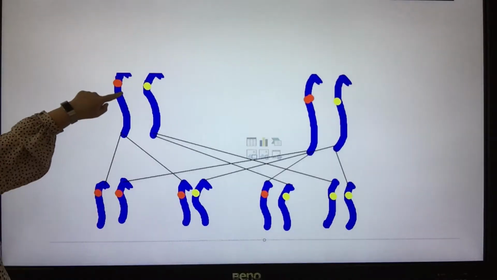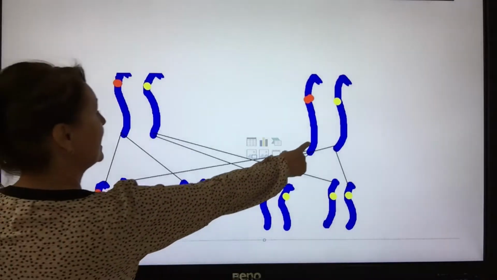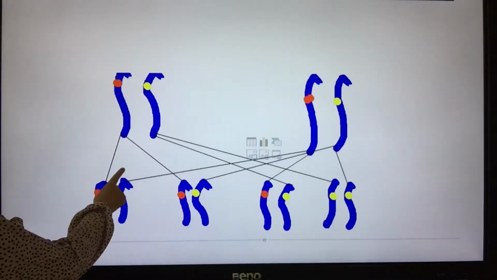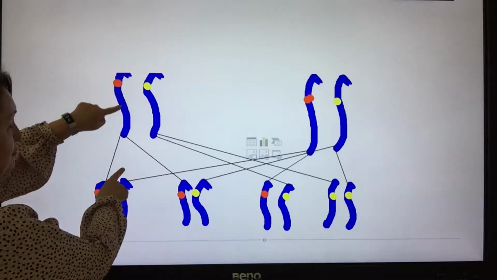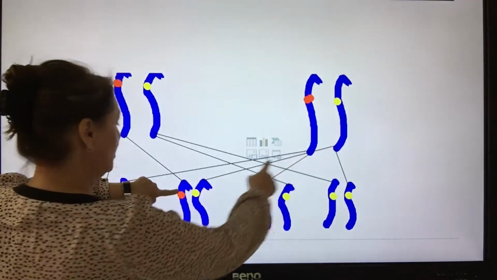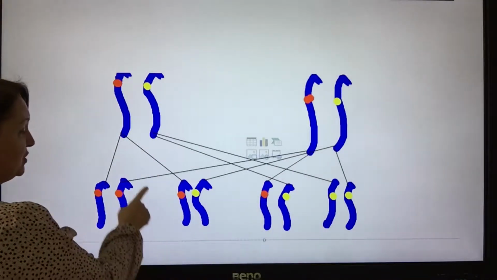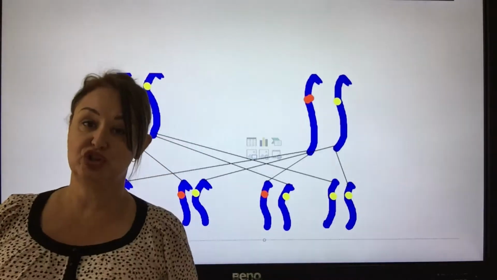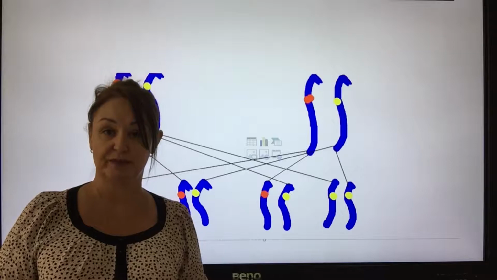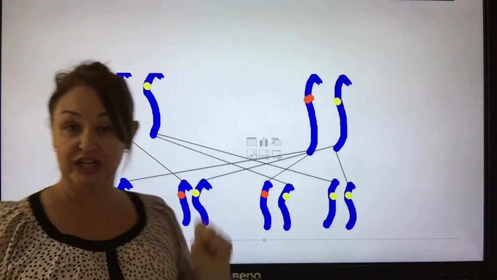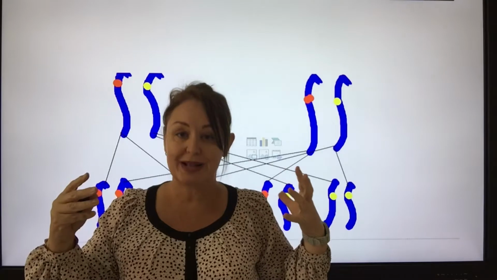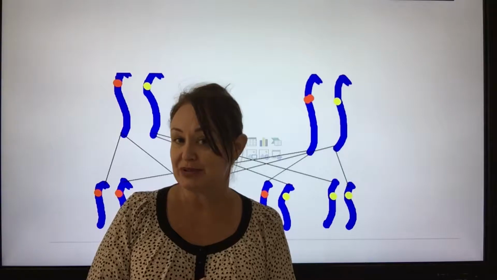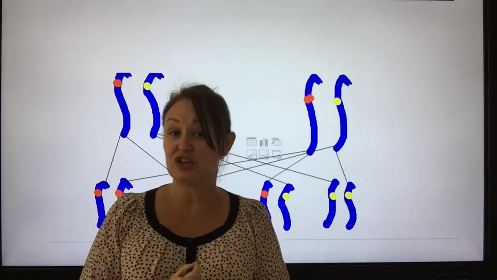So for instance, mum might give this red one and dad will give the red one also, and that's going to create one type of individual. Mum might give this red one and dad might give the yellow one, and so on. As you can see, straight away there are 4 types of gamete that can be produced with just one pair of chromosomes with one gene that we're considering. Now imagine 23 pairs of chromosomes with thousands of genes. In fact, when you think about it, it's amazing that siblings even look similar at all.